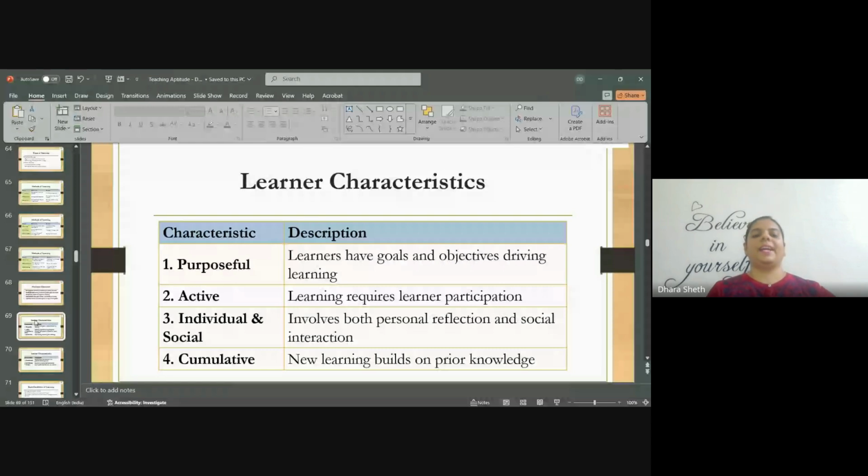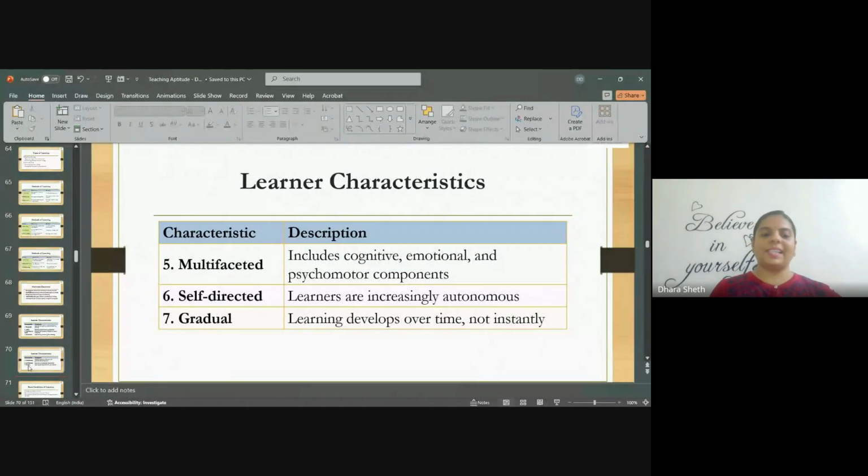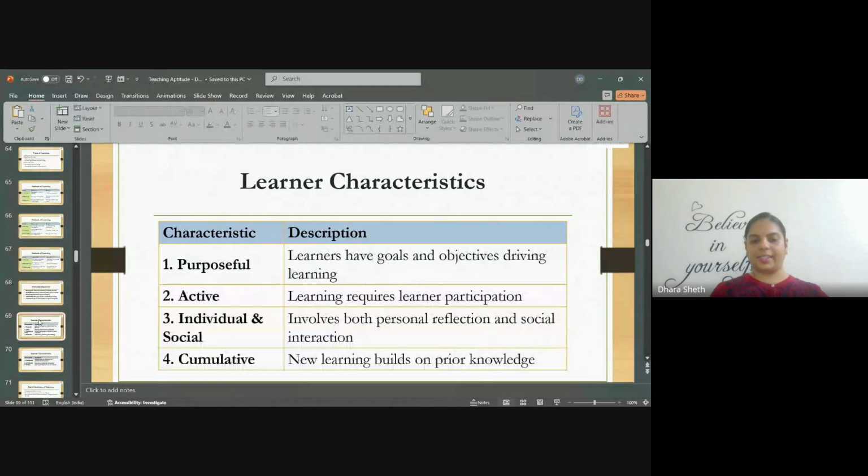Now we have 2 slides of 7 learner characteristics. What are the characteristics of a learner? Now this is general and more related to children, because for adolescents and adults specifically we will continue later on. So what are the characteristics of a learner? A learner is purposeful. They have goals and objectives. Now see, this is a repetition.